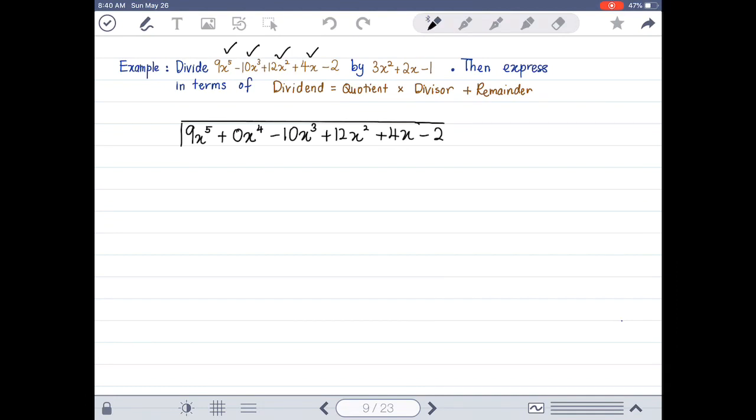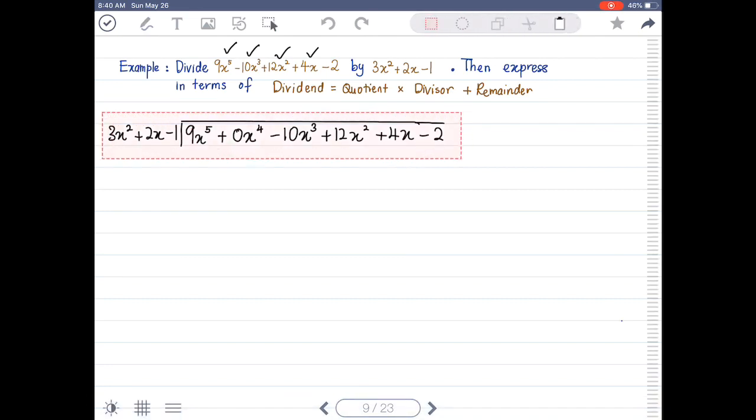Okay, and this polynomial will be divided by another polynomial, which is 3x squared plus 2x minus 1. So for the divisor, you still need to make sure that the arrangement of the terms is from the highest degree to the lowest degree, from the x with the highest power to the x with the lowest power. Again, the same process.